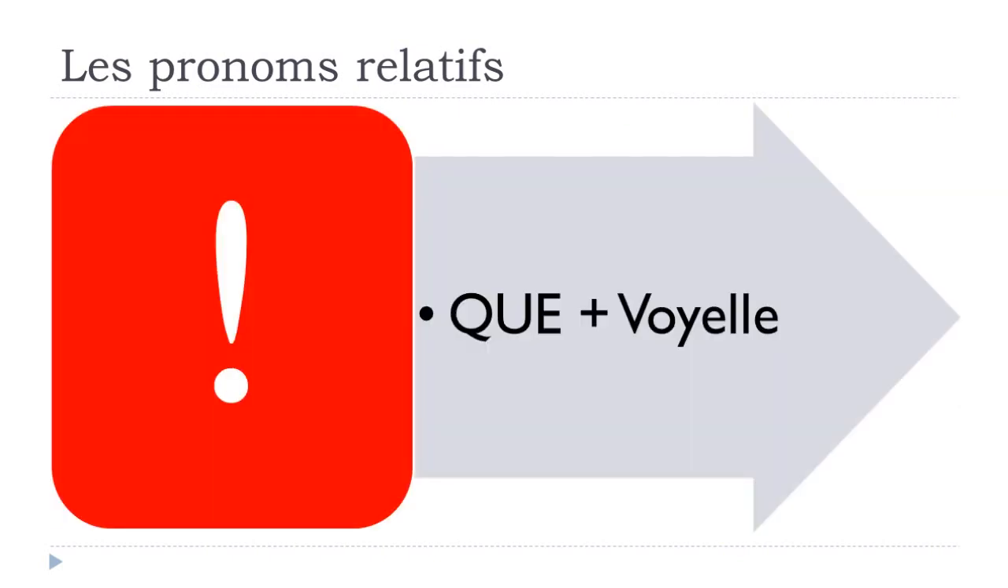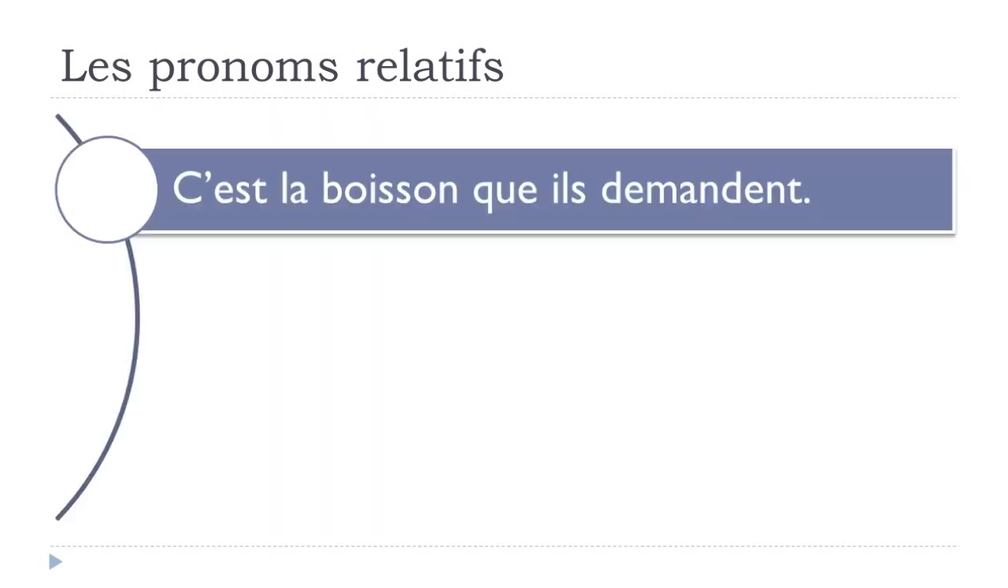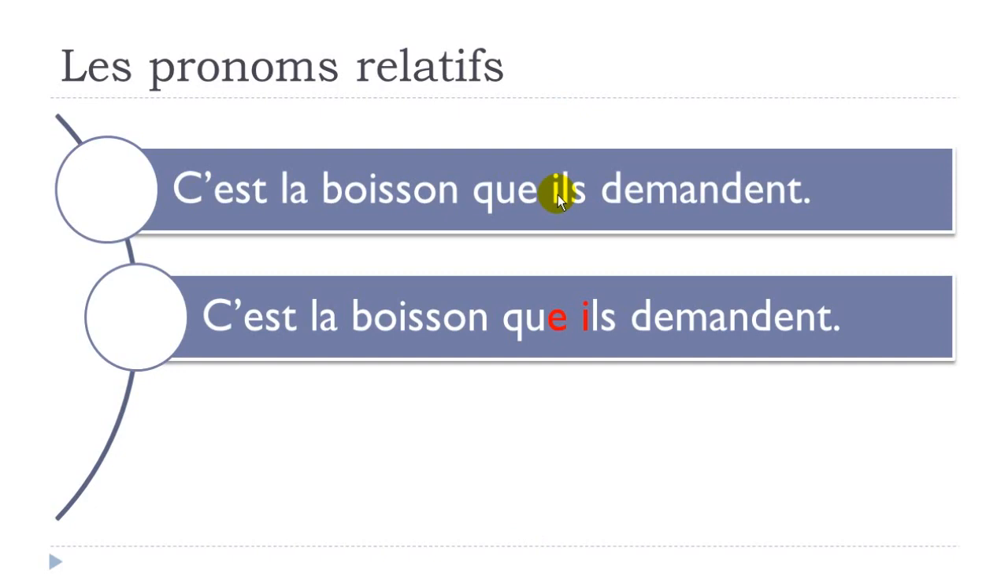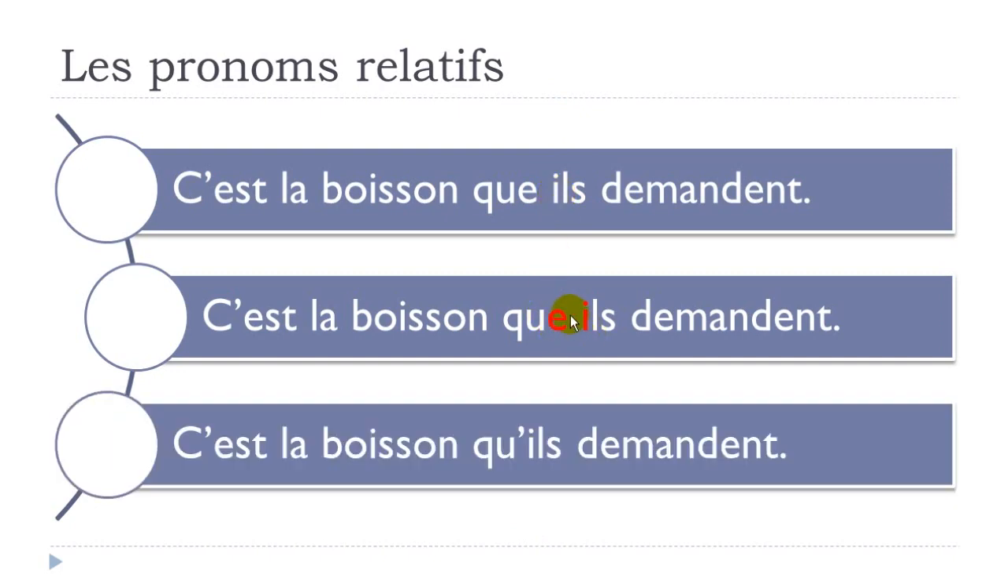And then the last tricky thing with que is if you put something after it that's not a consonant, but a vowel. So remember, as usual in French, when we've got que and a vowel after, they don't really get along, so the rule is that you should take the e away, okay? So it will go like that.